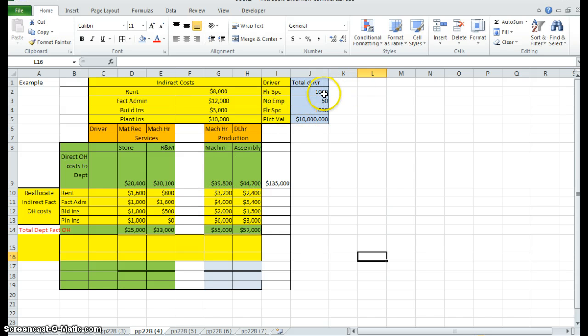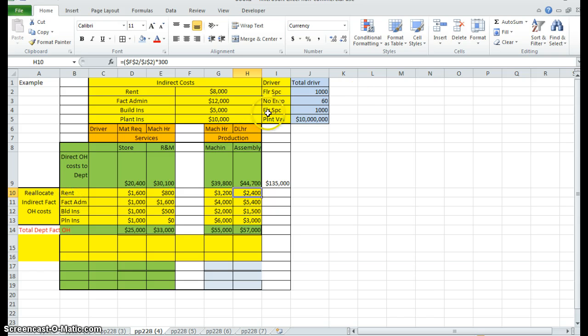And if you notice, 1000 is the total driver, and if I click on that, it will tell you there is 200 meters squared for stores, and therefore that is the formula for getting the allocation proportionately. 200 on 1000 of that dollar amount. Then in this case it's 400 on 1000 of that dollar amount, and this one will be 300 on 1000 of $8,000, and that's how we allocate for rent.